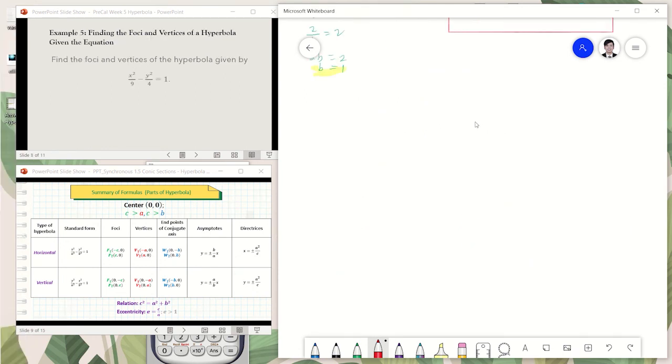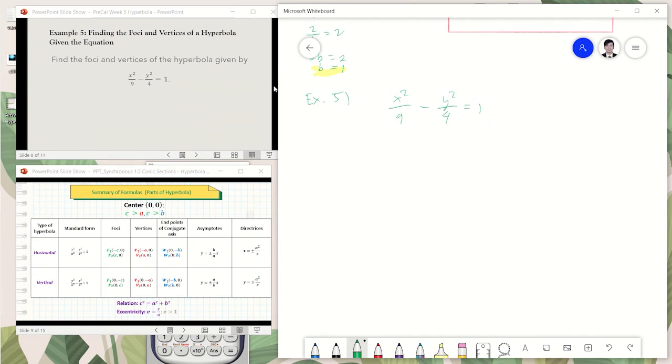Okay, let's now continue with example 5. In our example 5, we're given the equation of the hyperbola x squared over 9 minus y squared over 4 is equal to 1. And we're asked to figure out the foci and the vertices.